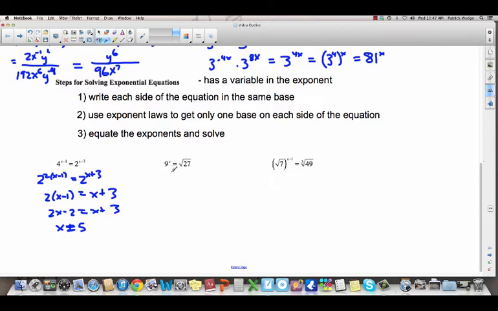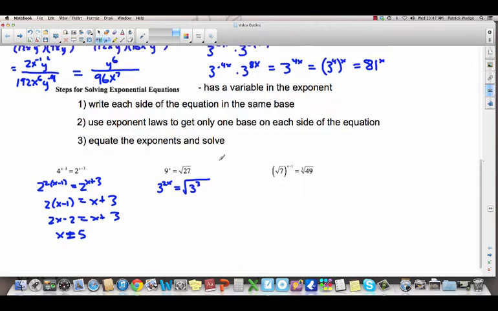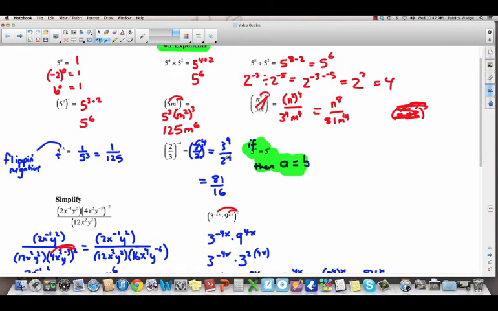We need to get the same base, 9 and 27. What's a number that we could raise to different powers and get these numbers? 3. 9 is the same as 3 squared, and we have that x, so 3 to the 2x equals the square root of 3 cubed. Now, this isn't good yet because we still have this square root sign. So here's one last step, which I should have put up here. Kind of annoyed with myself now.